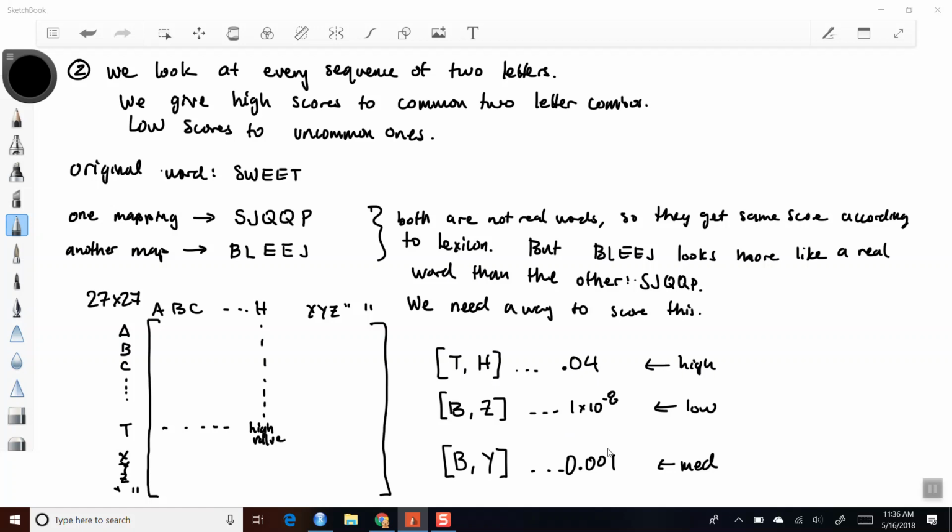So we need a matrix that evaluates how often one letter follows another letter, right? We would expect Q followed by U to be fairly common, but Q followed by any other letter is going to be almost non-existent. Very, very small values. So we're going to use a combination of these scoring methods.